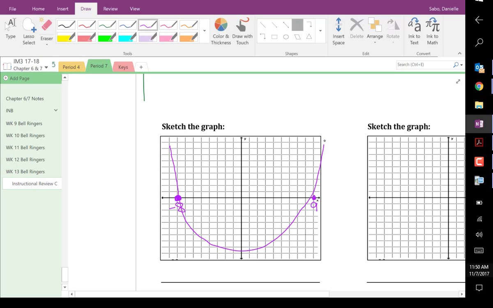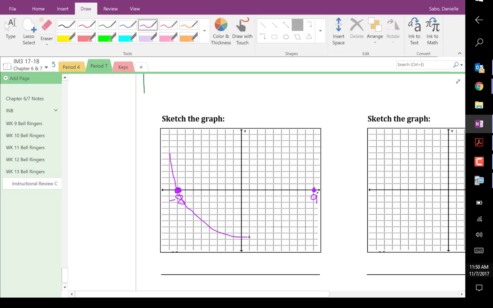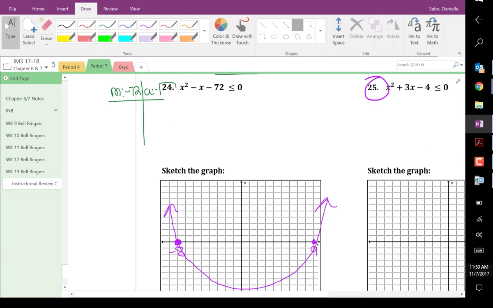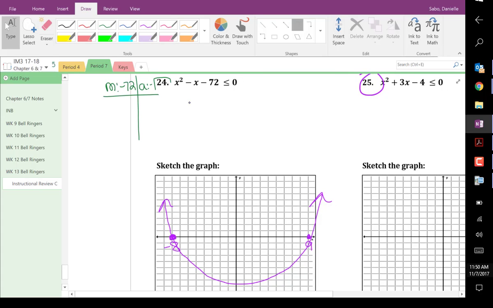I'm not asking for a perfect graph. I'm just asking you to sketch it, because now you can do exactly what you just did on the very previous problem. But you had to find the graph. I highly recommend using your graphing calculator. If you had to factor, you would have found out that negative 8 and 9 are the ones that get you this answer.